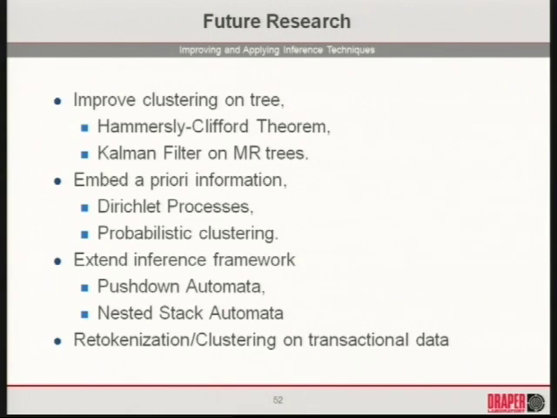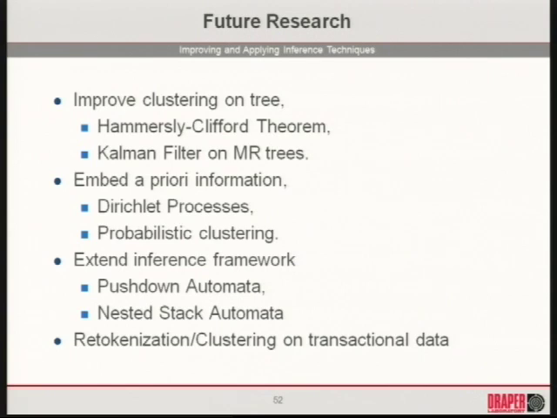So also looking at improving the clustering, at probabilistic clustering, sort of fuzzifying the clustering. And looking at using Dirichlet processes, beta processes, like the Chinese restaurant process, to come up with different ways of doing the clustering. And we also want to extend the inference, particularly to go to pushdown automata, which will give us context-free languages, and then nested stack automata, which has a pumping lemma, so we can do something there, which will give us weakly context-sensitive languages. And that's about as far as we can go in theory.